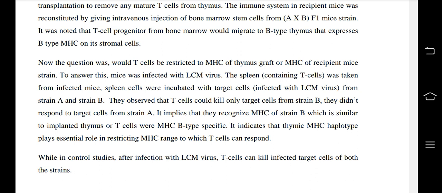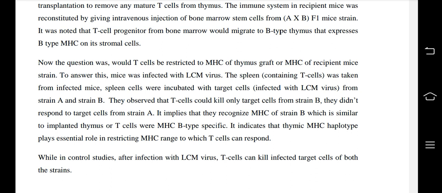To answer this, the mice were infected with LCM virus. The spleen containing T cells was taken from infected mice. Spleen cells were incubated with target cells infected with LCM virus from strain A and strain B. They observed that T cells could kill only target cells from strain B. They don't respond to target cells from strain A. It implies that they recognize MHC of strain B, which is similar to the implanted thymus, or that T cells were MHC B type specific.